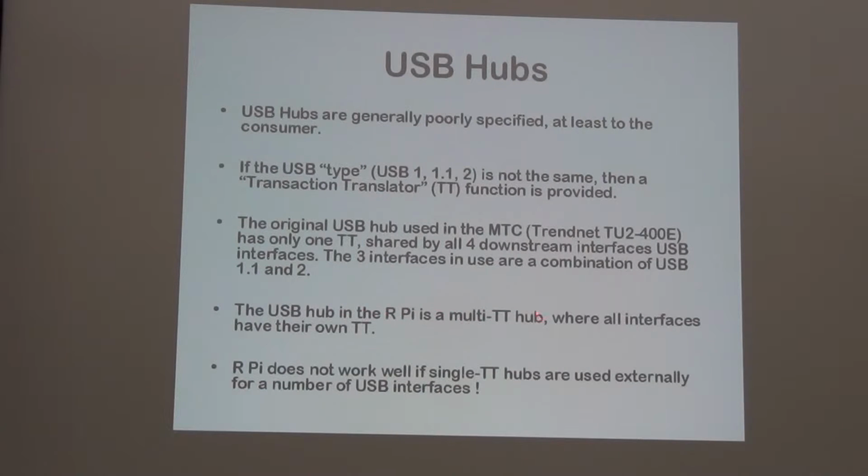The hub used in the Raspberry Pi itself, remember it has four USB interfaces, is a multi-TT hub where every interface has its own transaction translator. The transaction translator converts the speed and the format, but it does buffering and negotiates with the upper level controller: are you ready to take some more data and stuff like that. Raspberry Pi doesn't work well if you put a single TT hub below it.